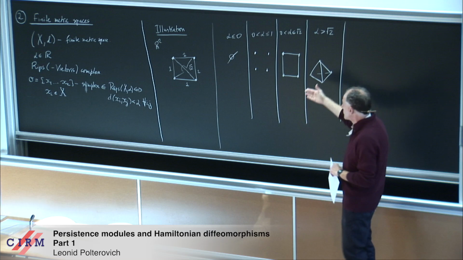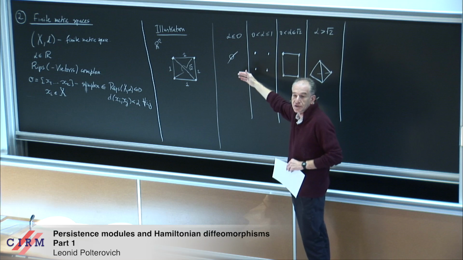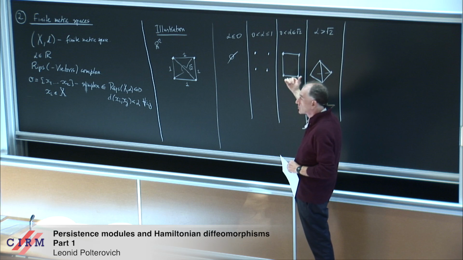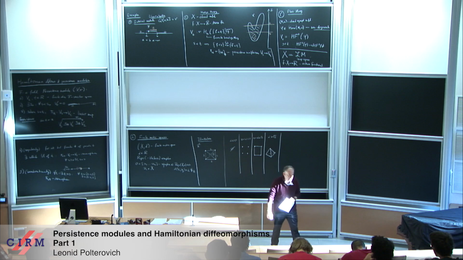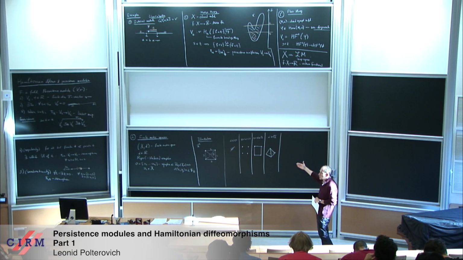So you see the topology changes. Here everything vanishes, here I have non-trivial H0, which stabilizes to rank 1. But here I have non-trivial H1, and then finally I have a simplex, which has the homotopy type of a point. So that's the change of topology. What people in topological data analysis say is that these are topological footprints of a metric space.